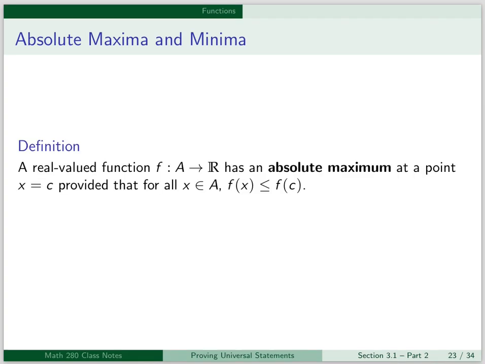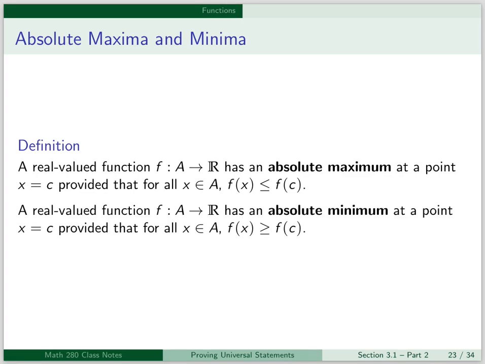Next, we want to talk about absolute maxima and minima. A real-valued function f from A to R has an absolute maximum at a point x equals c, provided that for all x in A, f of x is less than or equal to f of c. A function f from A to R has an absolute minimum at a point x equals c, provided that for all x in A, f of x is greater than or equal to f of c.